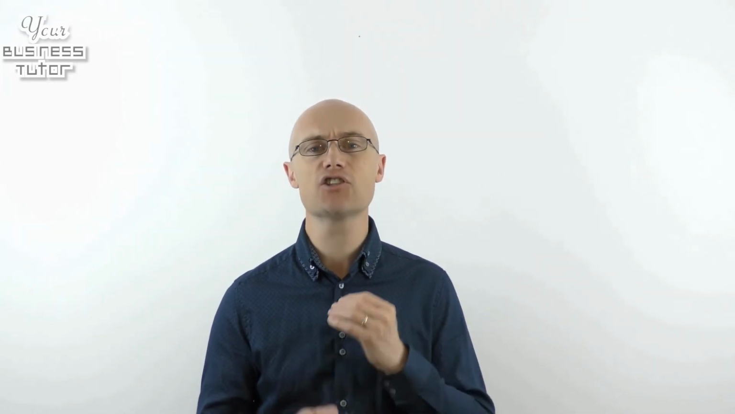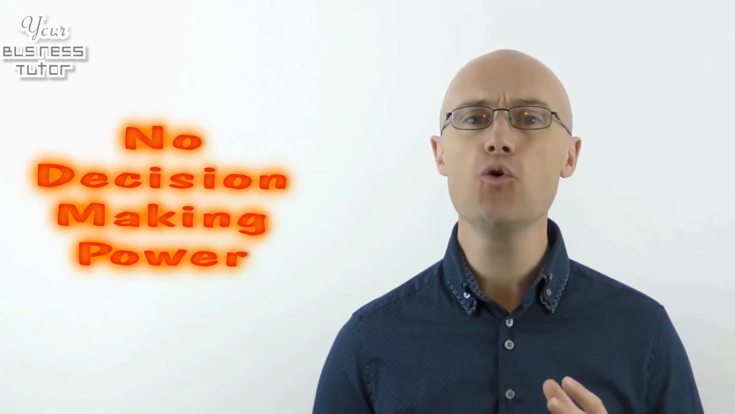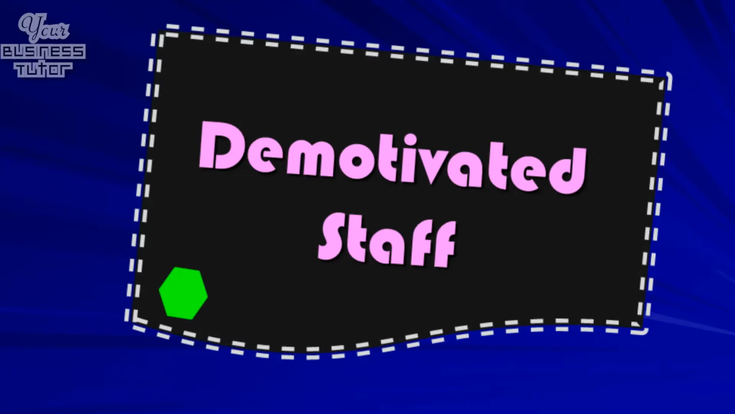Another disadvantage linked to decision making is that a centralised structure fails to develop staff. As all decisions are concentrated in the hands of a few senior managers, staff further down the chain of command are given no decision-making power and hence have no opportunity to develop as managers for future promotion opportunities. But worse than that, as managers lower down the chain of command have no decision-making power or authority, this can demotivate and demoralise them as they are just told what to do.